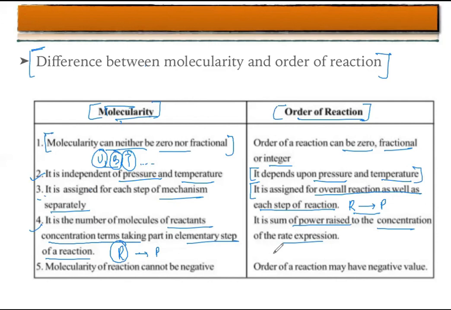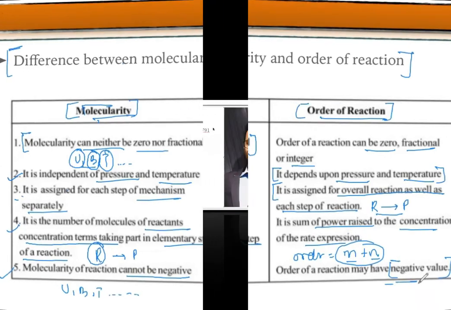So for an example, we have calculated that order is equal to m plus n, right? So this m plus n is experimentally calculated. Then last point is molecularity of the reaction cannot be negative, as we are talking about unimolecular, bimolecular or trimolecular and so on. But in the order of the reaction, it can be a negative value.